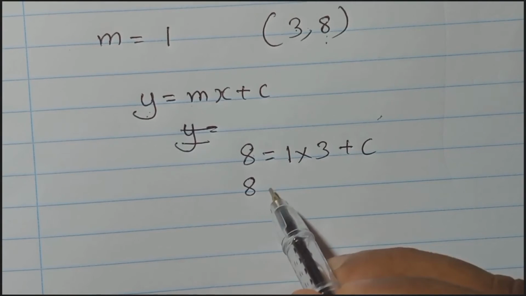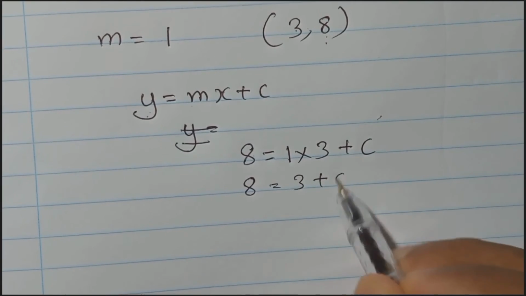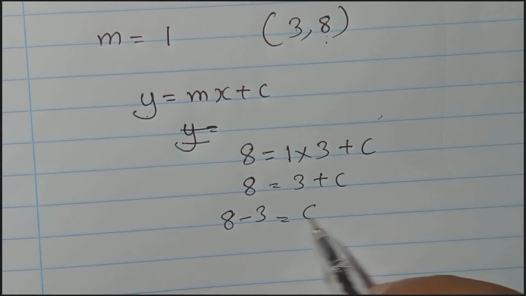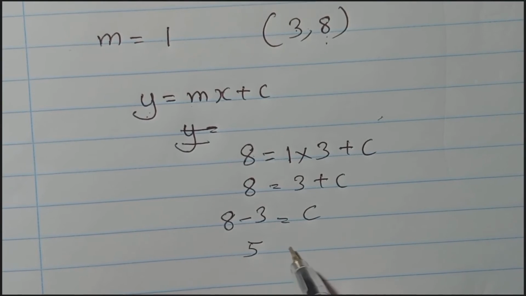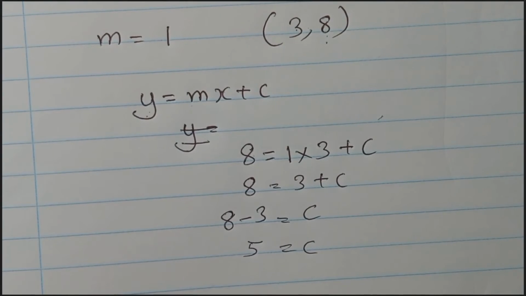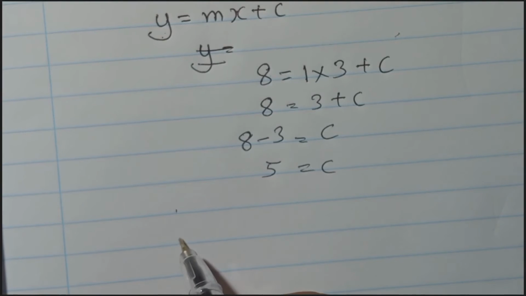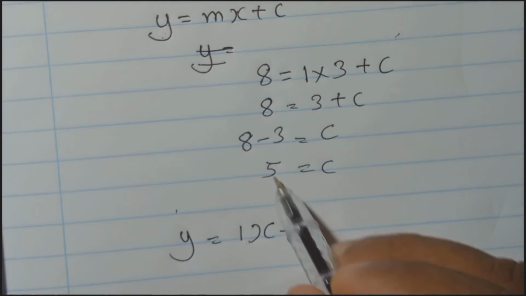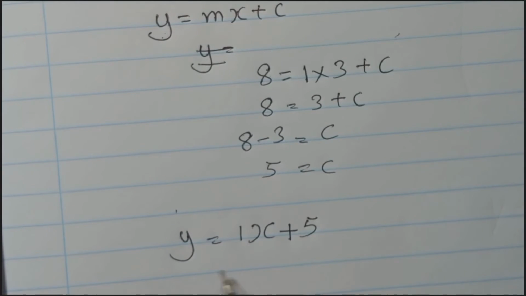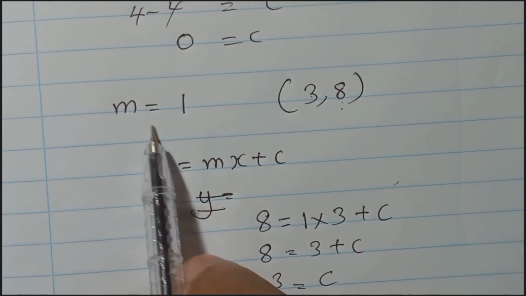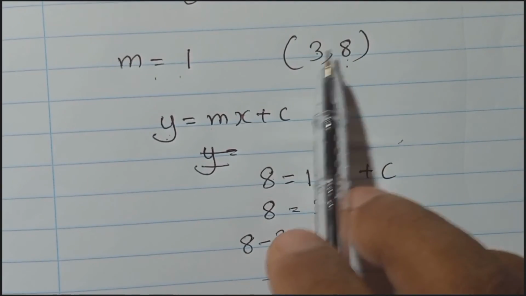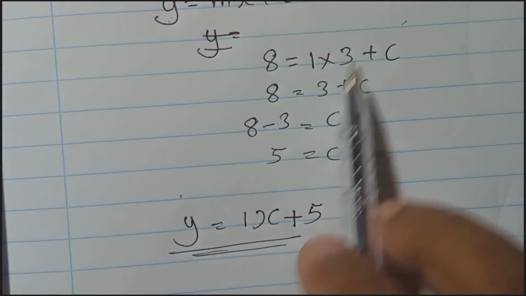So here will be 8, here will be 3. Right, now how to make c the subject? 3 goes to the other side, so 8 minus 3, and 8 minus 3 means 5. So here c will be 5. So your final equation, you can write y equal to the gradient 1, so 1x or just x, and plus 5, since c is 5. So this is the equation for this question. If they give the gradient as 1 and one point coordinate like this, you can find the equation like this.